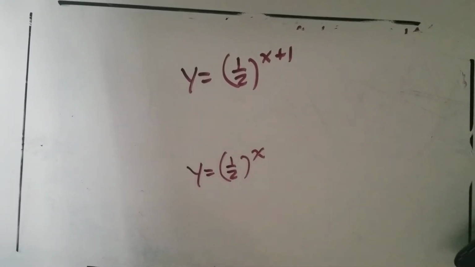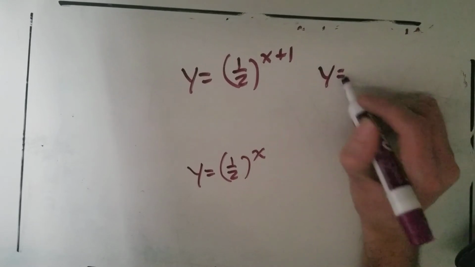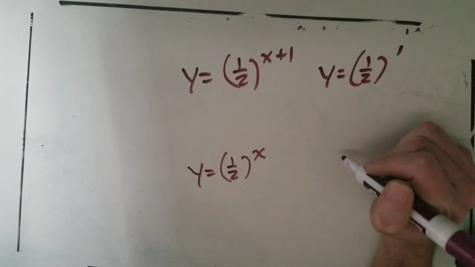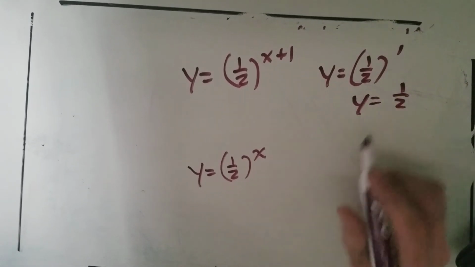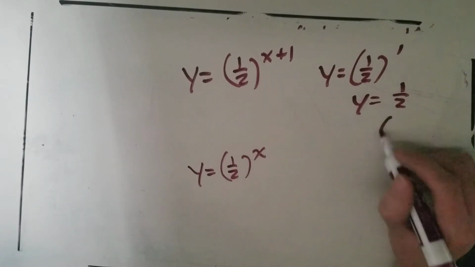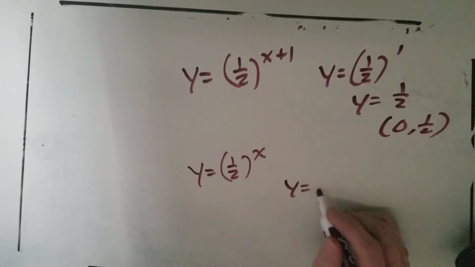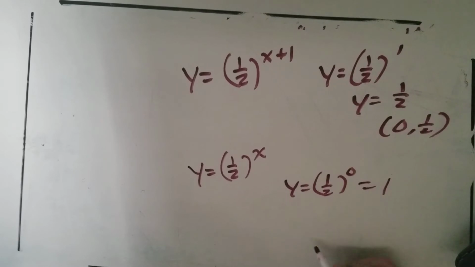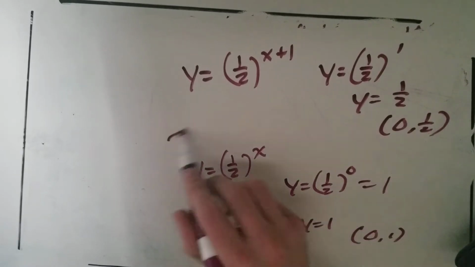1/2 to the x. Now another way to find out is just using a point. I like the y-intercept personally. Put a 0 in for x. You get y equals 1/2 to the 0 plus 1, which is 1. So your y-intercept for the first function is 0, 1/2. Your y-intercept for the second function: put a 0 in for x to get your y-intercept, which is 1. So y equals 1.